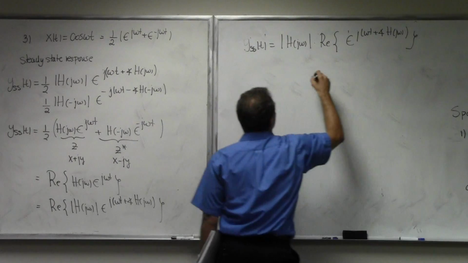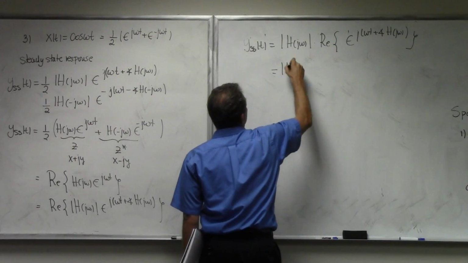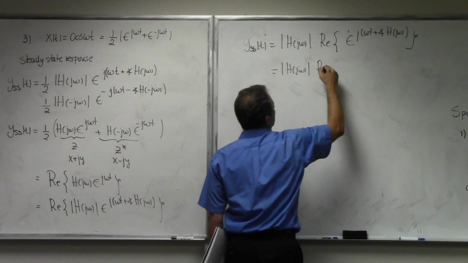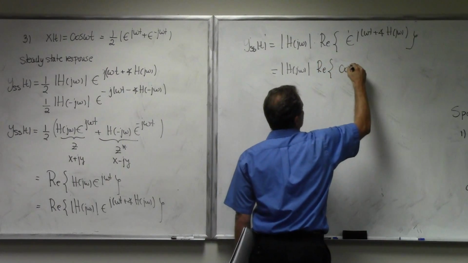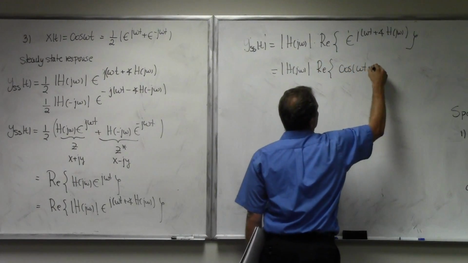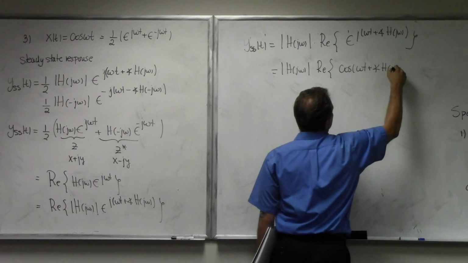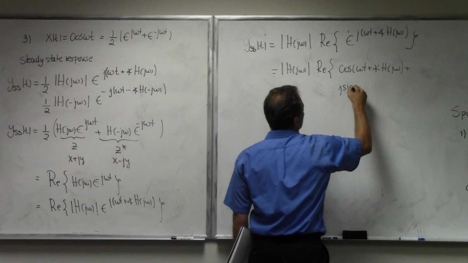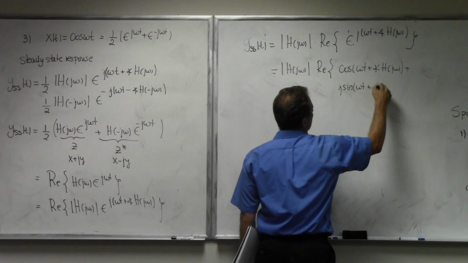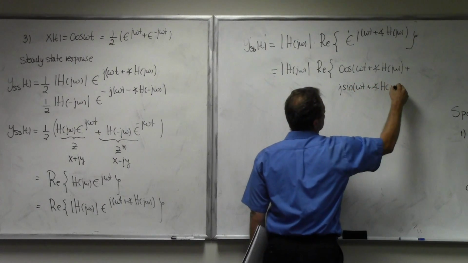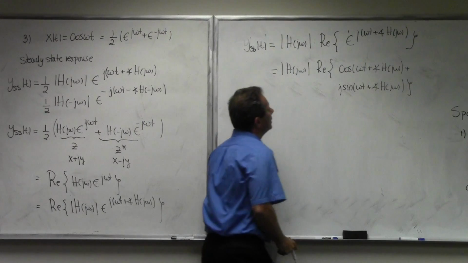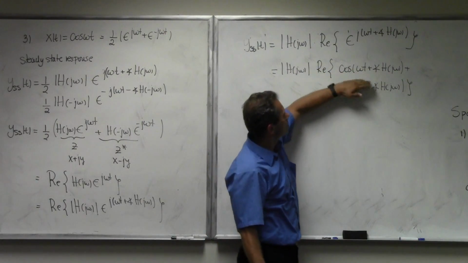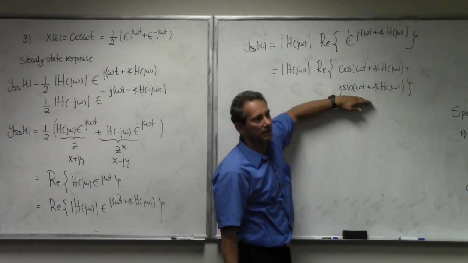Now if I apply Euler's identity to this, this is the magnitude of h of j omega, and this thing here is the real part. I can write this as cosine of omega t plus the angle of h of j omega, plus j sine of omega t plus the angle of h of j omega. Right? What did I do? I realized that this is e to the j theta, so this is cosine theta plus j sine theta.